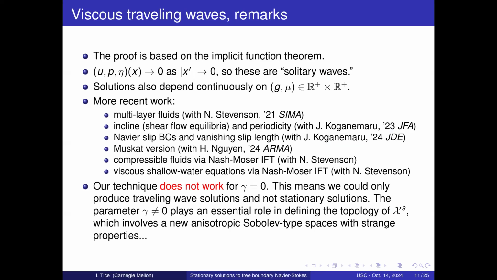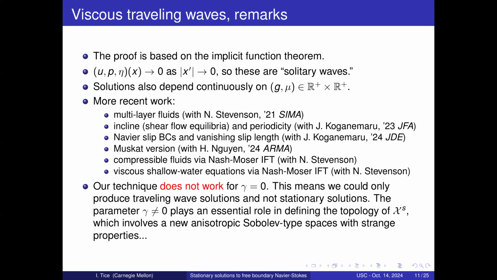In collaboration with Hui Win, who's at Maryland now, we were able to do the Muskat version of this problem, or if you prefer, the Darcy law version of this problem. And in this context, we were actually able to also prove some dynamical stability results, which were quite nice. We have not been able to do dynamical stability for anything related to free boundary Navier-Stokes yet.